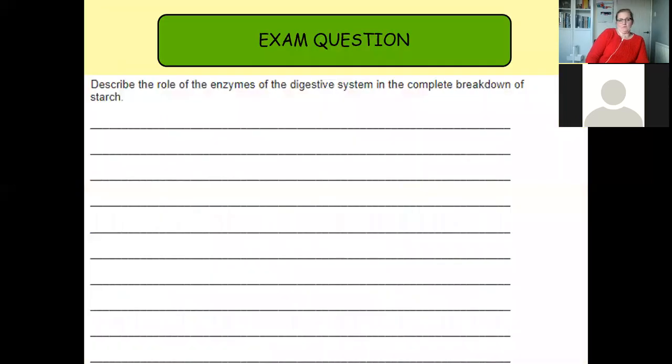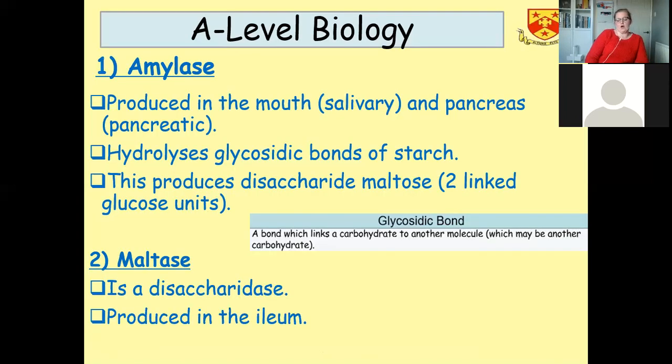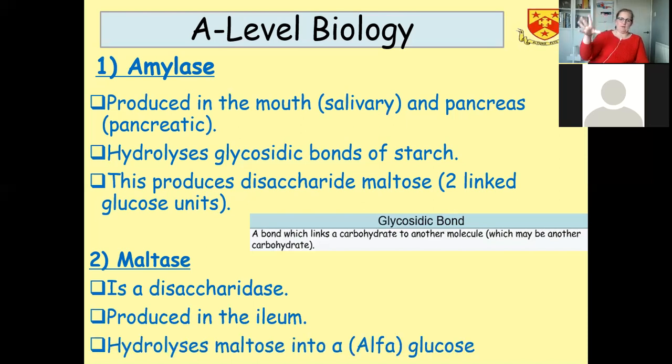So that's basically what would happen with the carbohydrates, the carbohydrases. We have to break down with amylase and then with maltase. Amylase breaks them down from starch to maltose, and then maltase breaks down maltose to alpha glucose. And alpha glucose is then soluble and can be assimilated inside the body.